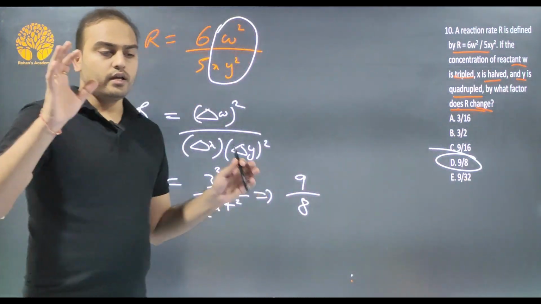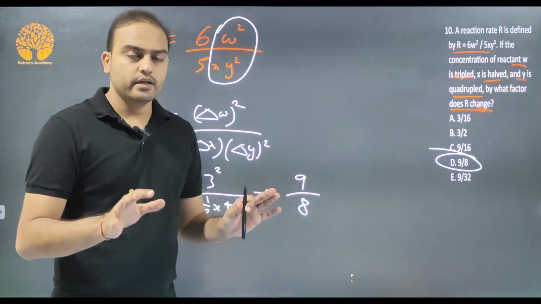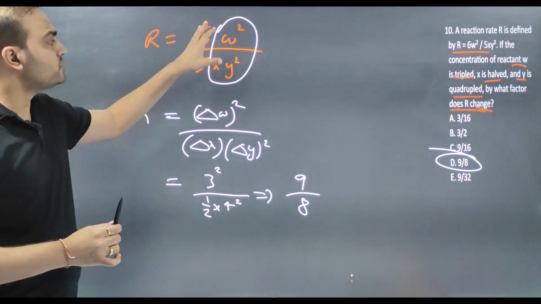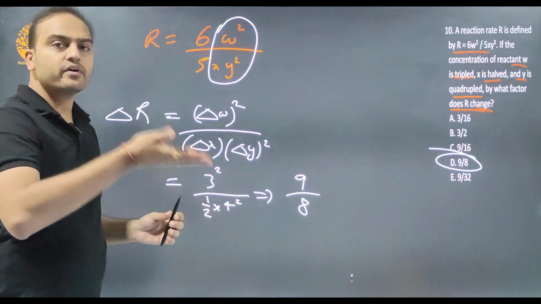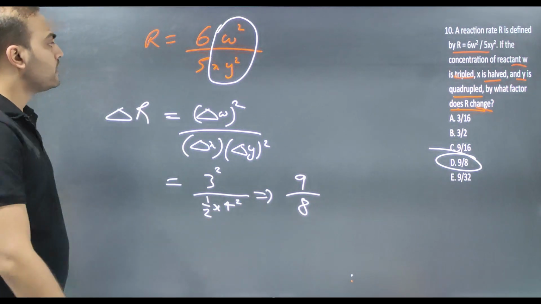Again, it's a function. You don't have to think, okay, what is the initial value of w? Don't worry. They have asked change in r. Change in r will come because of change in w, x and y. 6 and 5 are same. They were multiplied to the previous value also, now also. They don't bring in any change.